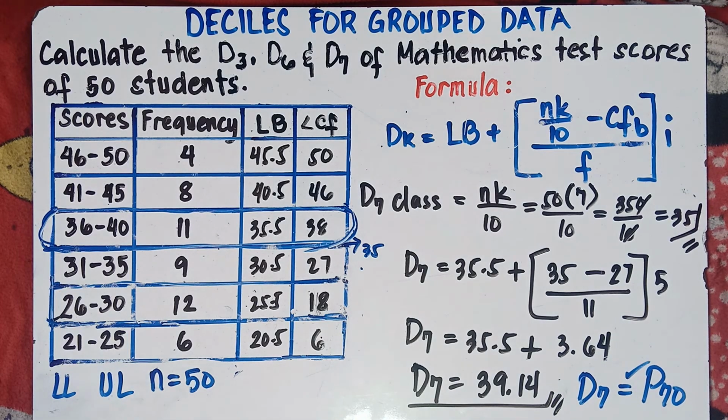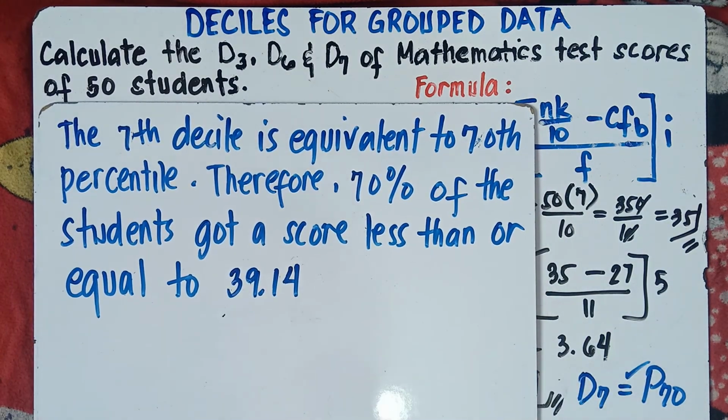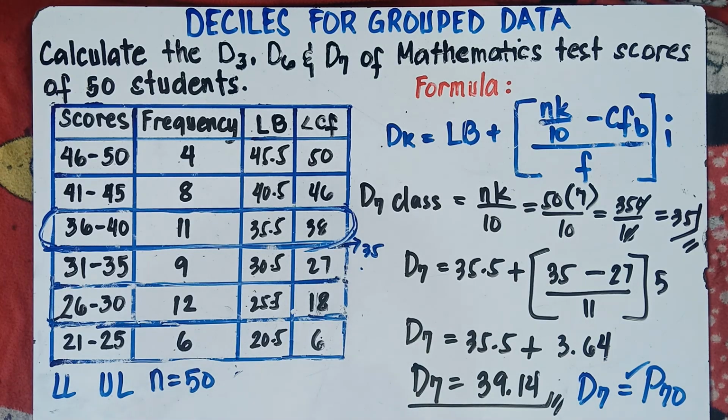So therefore, our conclusion: once again, we don't have enough space, so I just write it on another whiteboard. We can say that the 7th decile is equivalent to the 70th percentile. Therefore, 70% of the students got a score less than or equal to 39.14. That's it, class. All set for this one. So this will be our conclusion, and this will be our formula.